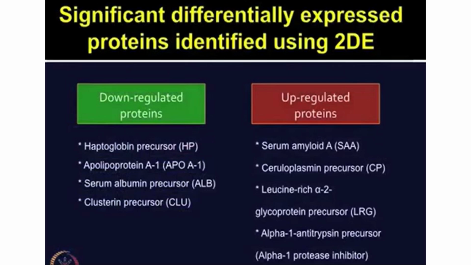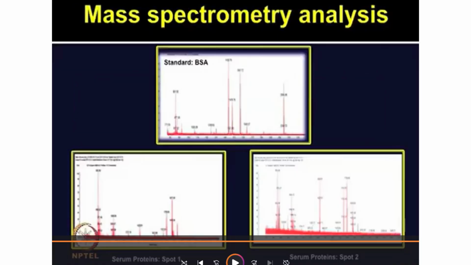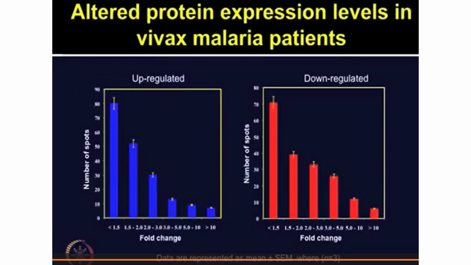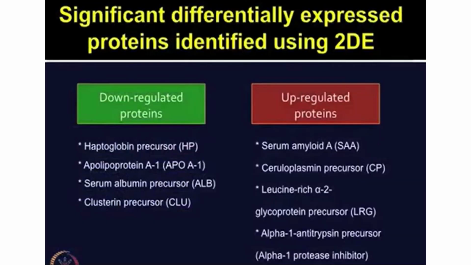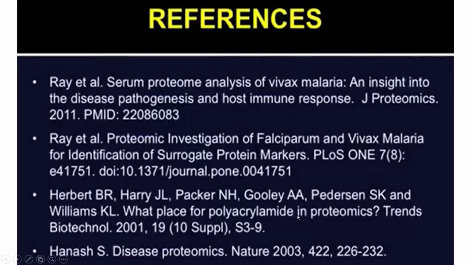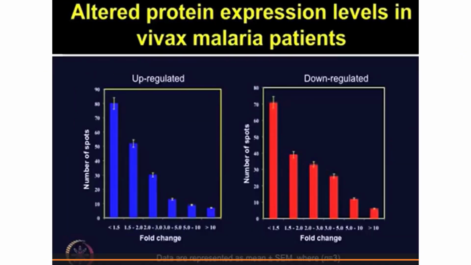Then mass spec analysis is done, so that whatever protein you are seeing, you can determine what that specific protein is. So they found that these are a few proteins which were downregulated and these are a few proteins which were upregulated. That's how it can be applied. Basically, whatever you are studying, this is the way it gets applied.